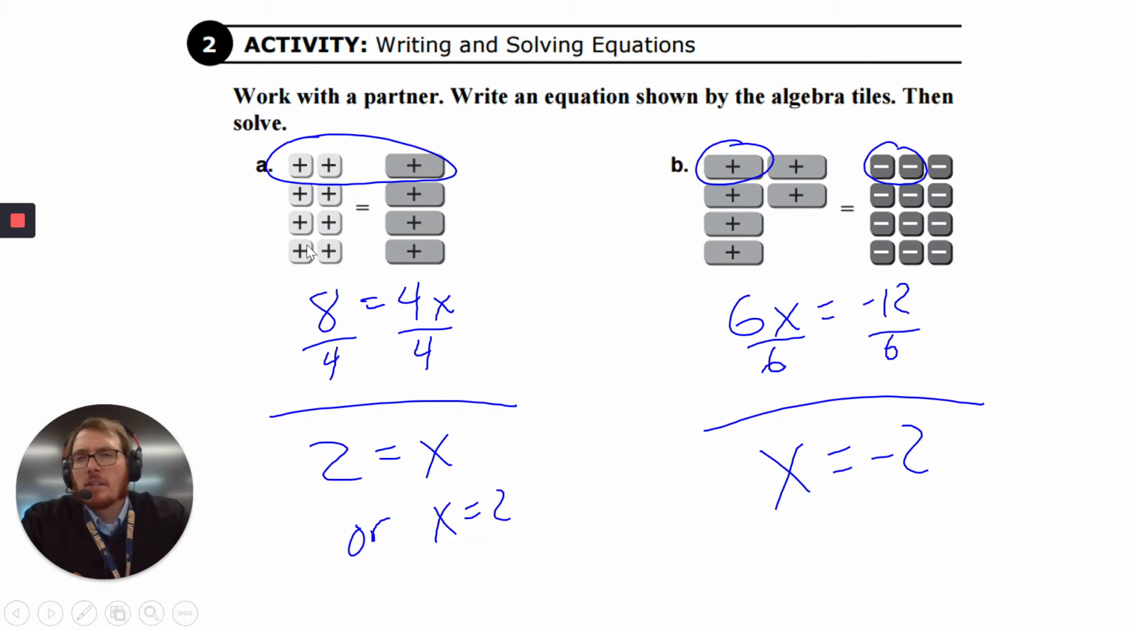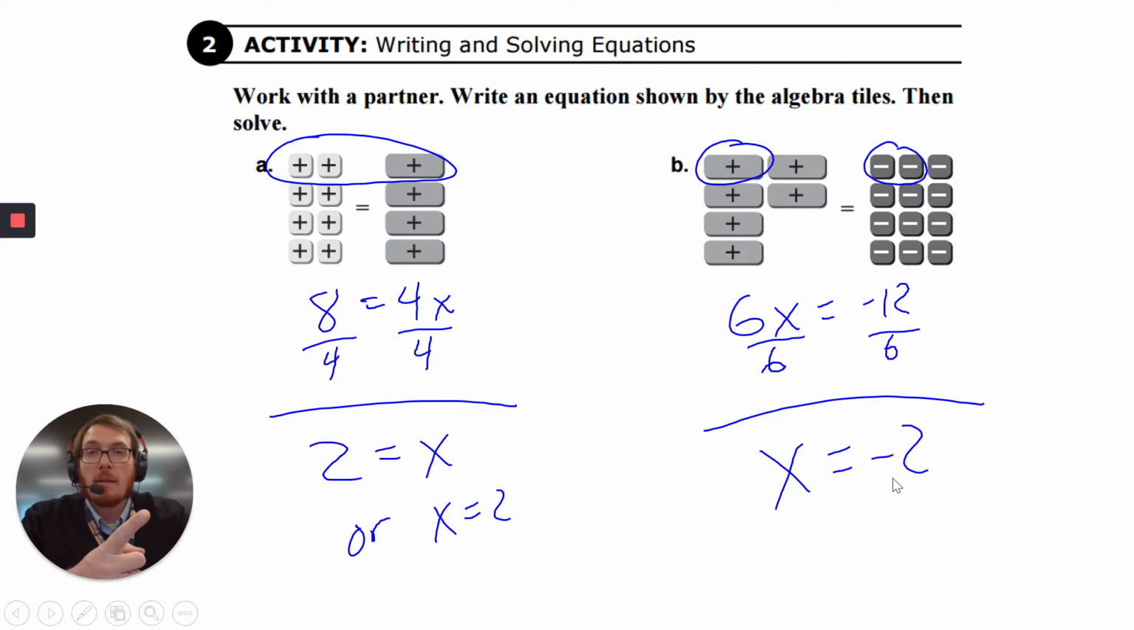This next one is 8 on one side and 4x on the other, dividing it by 4 equal groups. Notice I have 8 equals 4x. If it bothers you to have the variable on the right side, you could move it to the left. And you divide by 4 on both sides, and you get x equals 2 or 2 equals x. Those are the same. This one you have 6x equals negative 12, divide into 6 equal groups, so divide by 6 on both sides, x equals negative 2.